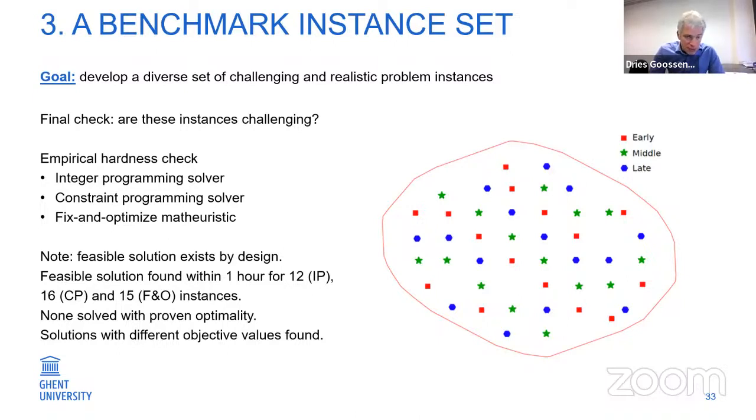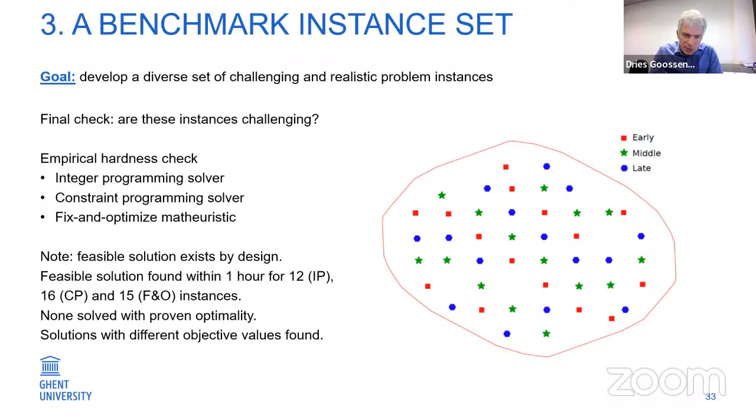So the result for the instances that we generated was that after 1 hour, IP found 12 feasible solutions, CP found 16 feasible solutions, and fix-and-optimize found 15 feasible solutions out of the 45, and none of them with proven optimality. So that was for us a hint that they were not too easy. None of them could be solved easily within a short time. Then again, they were also not extremely difficult, because for most, a feasible solution was found after 1 hour. And we also checked whether we could find different solutions with different objective values to make them a bit more interesting.